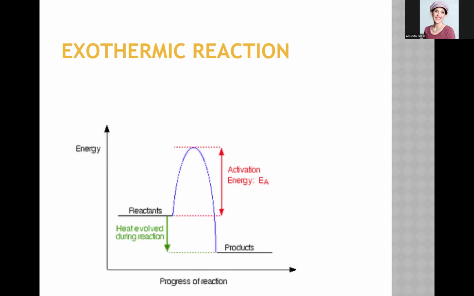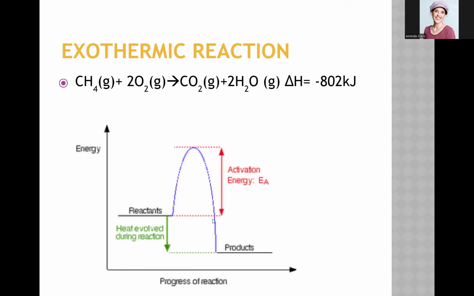So here is an example of an exothermic reaction. It's much better than my rudimentary drawing, but you have the energy and the progress of the reaction. You can see that the reactant energy is higher than the product energy because you've released that extra energy into the world, out of the reaction. All that extra energy gets released to the surroundings.